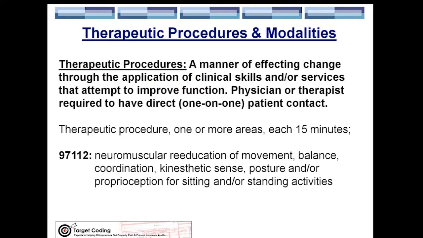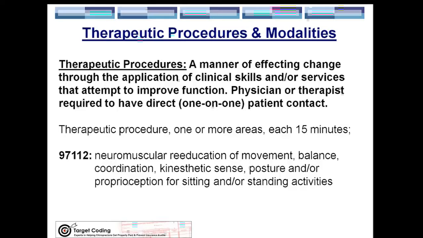Next is 97112, Neuromuscular Reeducation. Neuromuscular reeducation of movement, balance, coordination, kinesthetic sense, posture, proprioception. This is a very good code. I think this is something that you deserve to be paid for. Some insurance companies give doctors a hard time on this one, but if you know how to bill it, know how to strategically use modifiers and use certain diagnosis codes and link them properly, you should be able to get paid. So this is a very good code.